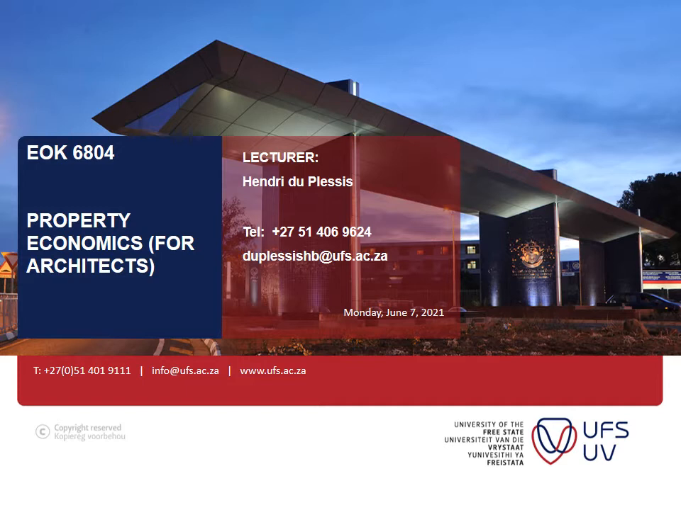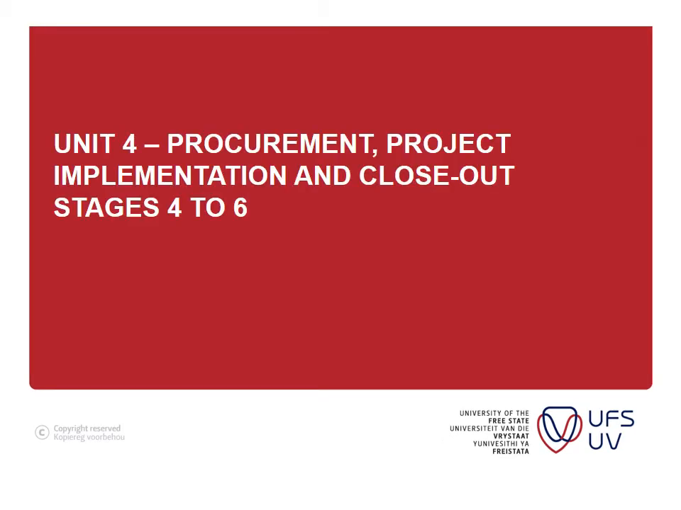So we're going to look at Chapter 4 of the Green Book today. We're still busy with Unit 4, Procurement Project Implementation and Closeout. Unit 4 actually is more about Stage 4 than Stages 5 and 6, but it influences Stages 5 and 6 in such a big manner. That's why I included it in here.